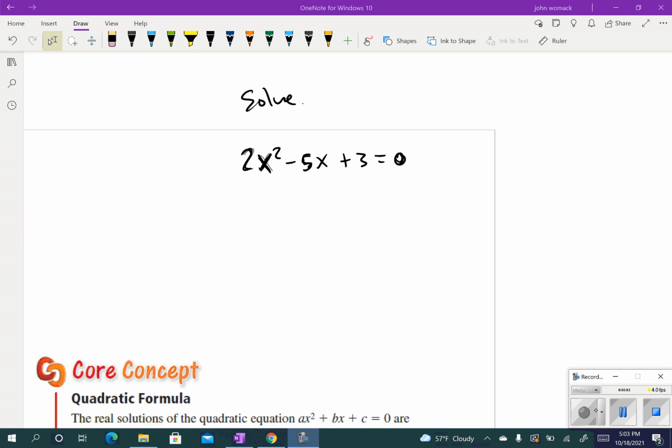So we've been solving quadratic equations, right? We've been over different ways. We've solved by graphing, we've solved using the square root method, we've solved by factoring, and then we just solved by completing the square. So this is an example.